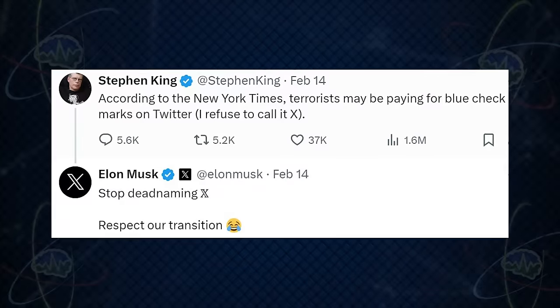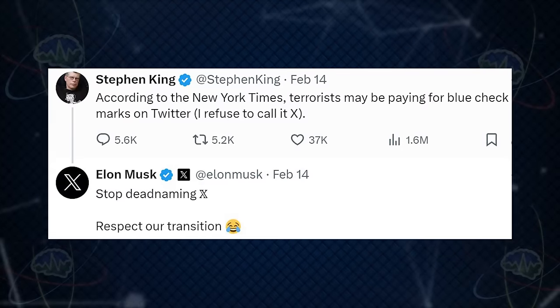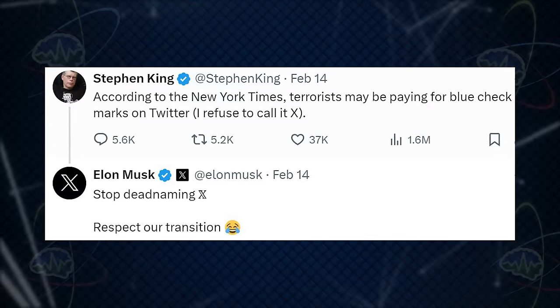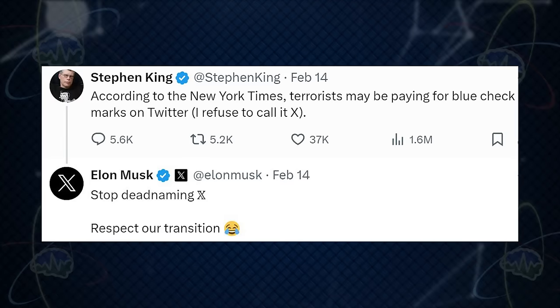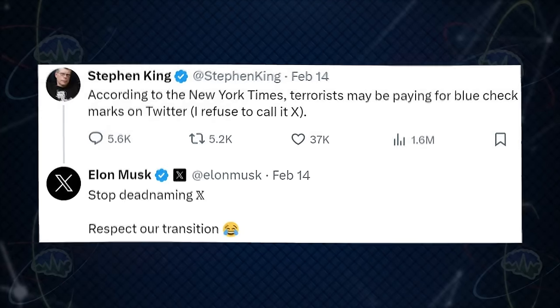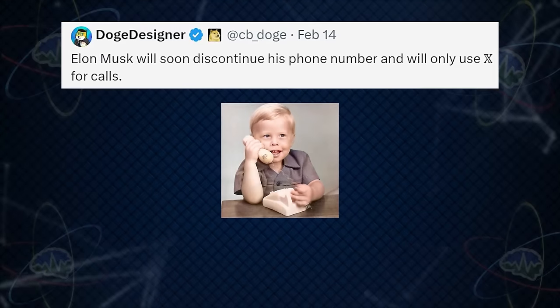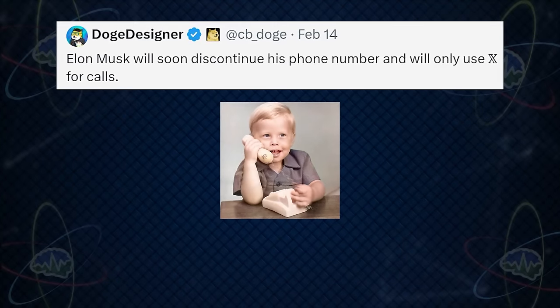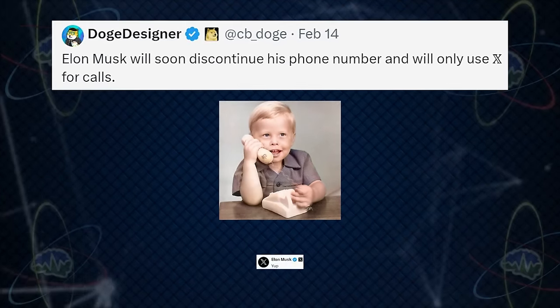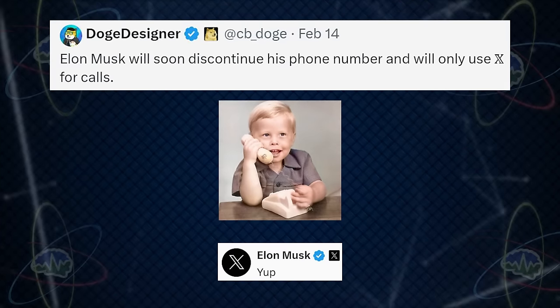Stephen King says, according to the New York Times, terrorists may be paying for blue check marks on Twitter. I refuse to call it X. And Elon says, stop dead naming X. Respect our transition. Elon said, amazing that some people still think the news is real. Doge Designer said, Elon Musk will soon discontinue his phone number and will only use X for calls. And Elon said, yep.